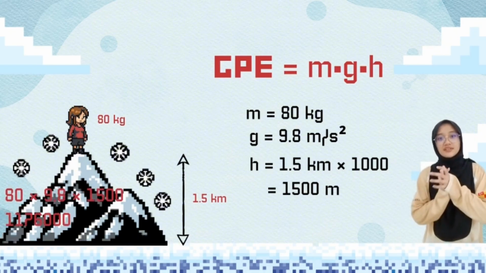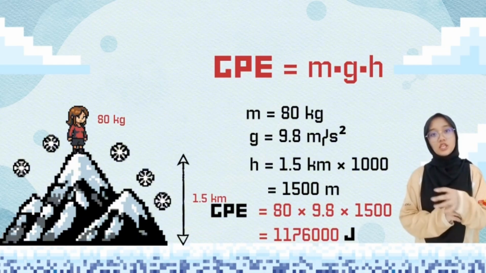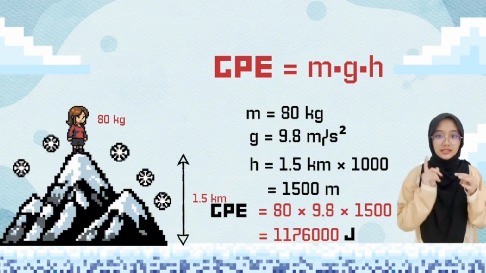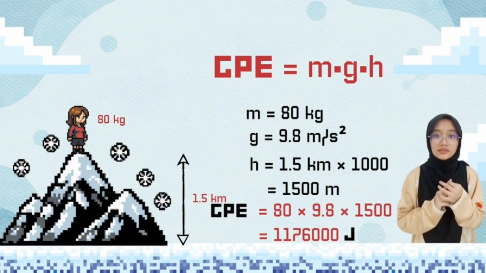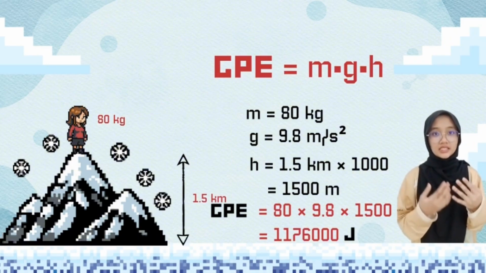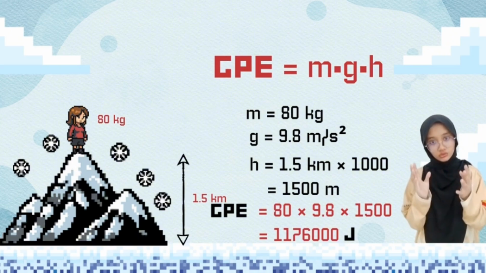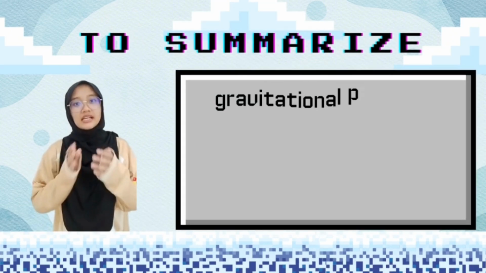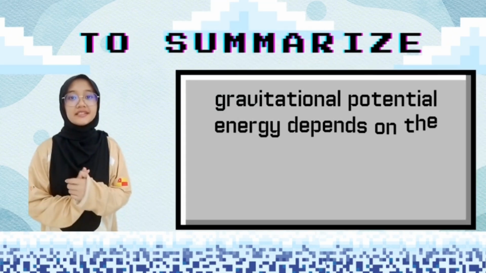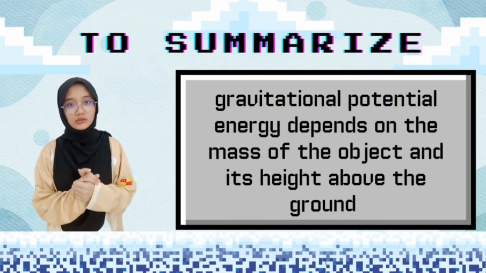Okay, now we substitute all the values into the formula. GPE equals 80 times 9.8 times 1500. This gives a gravitational potential energy of 1,176,000 joules. To summarize, gravitational potential energy depends on the mass of the object and the height above the ground.